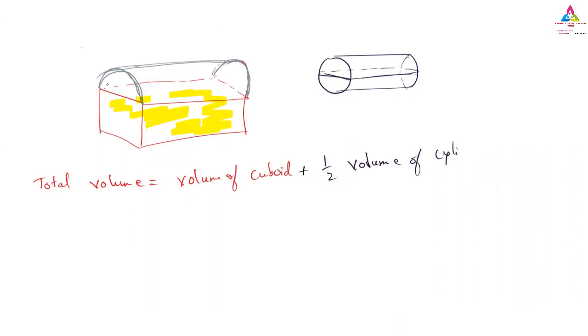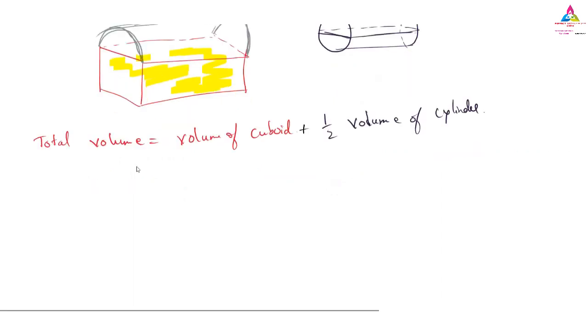I hope you can understand this, how we can differentiate and how we can find the total volume with the cuboid and half of the cylinder. So like this way, one last diagram I will ask, just go through it. Now I will write it down here, just answer to me.